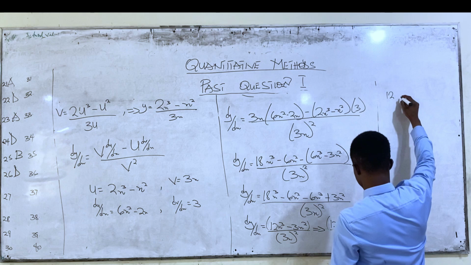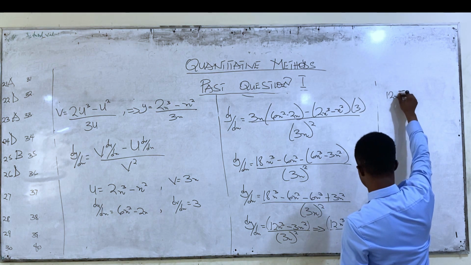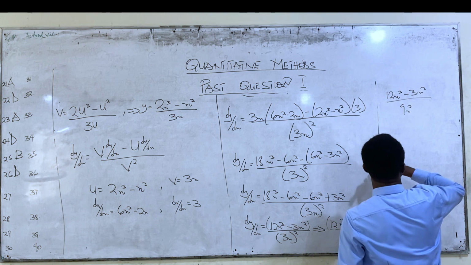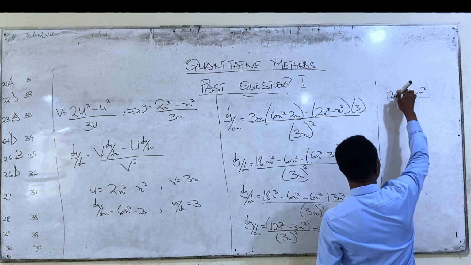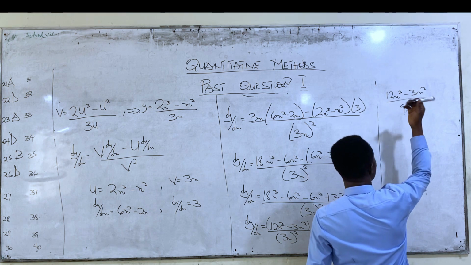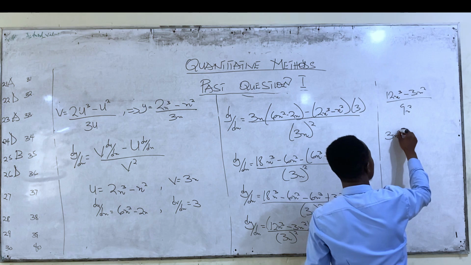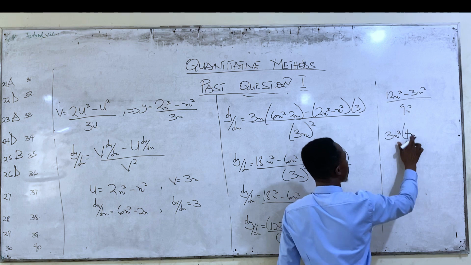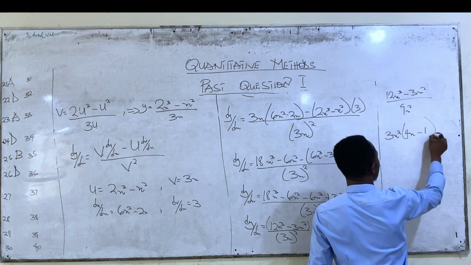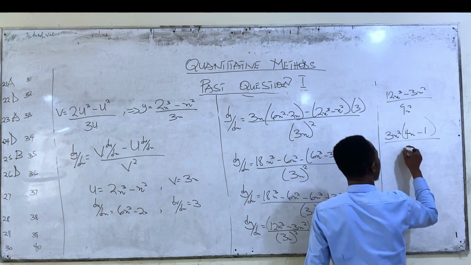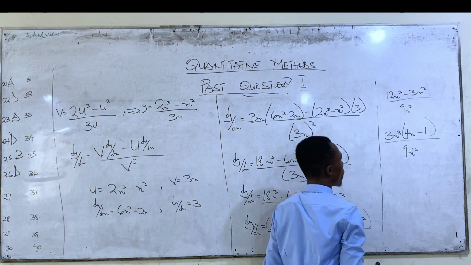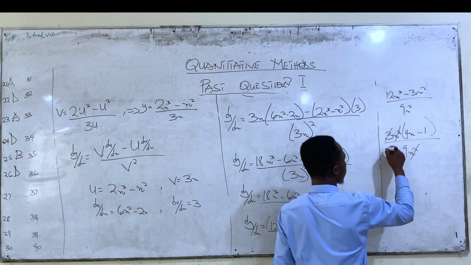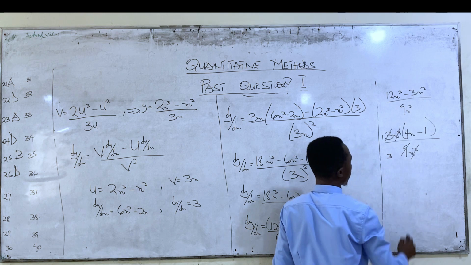12x cubed minus 3x squared over 9x squared. Okay, so we can factorize something here, right? 3 goes into 12 4 times, so we can say 3x squared is a factor. So you have 4x here. When you multiply this by this, you get this, minus 1. If you multiply this by this, you get this, all over 9x squared. Okay, so this x squared will take this x squared away. 3 goes here, 1 goes here, 3, right?